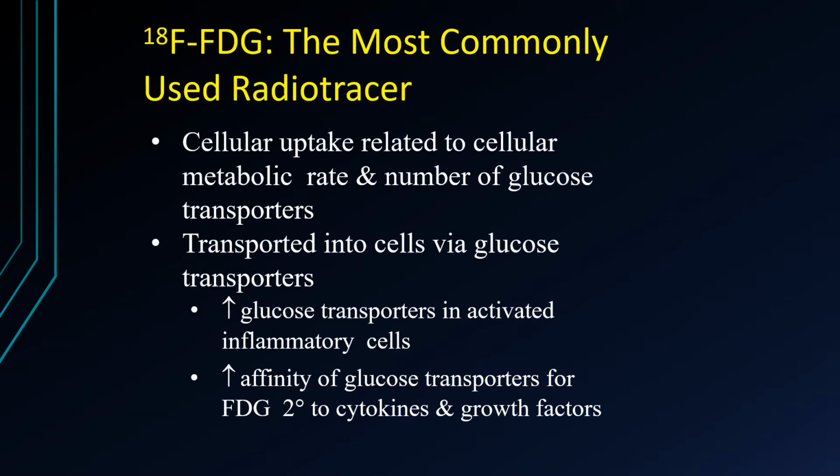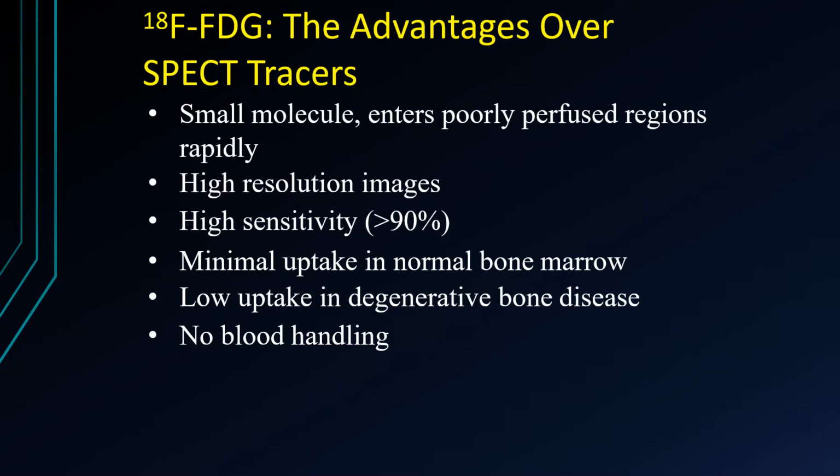So FDG is currently still the most commonly used radiotracer when it comes to PET. There's cellular uptake related to cellular metabolic rate and number of glucose transporters. And these transporters are basically activated and increased in inflammatory cells, as well as an increase in affinity of glucose transporters for FDG, secondary to cytokines and growth factors, all of which lead to increased FDG uptake at the site of infection. So what are the advantages of FDG over SPECT tracers?